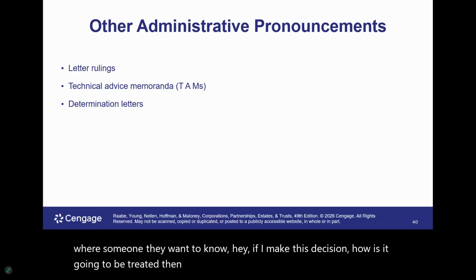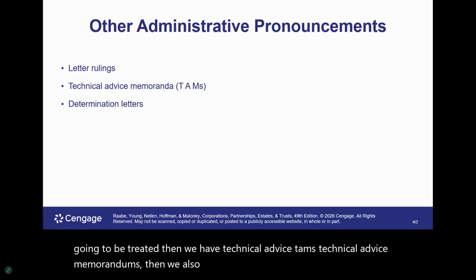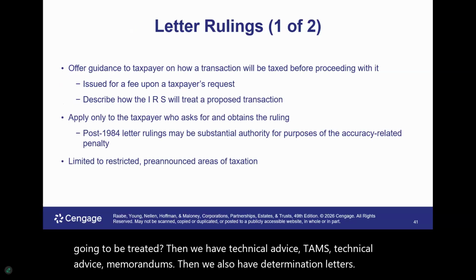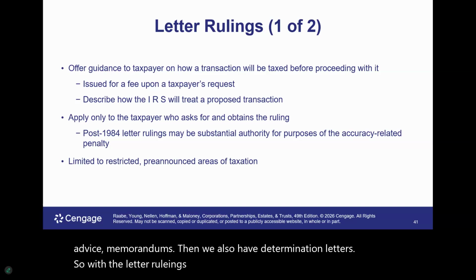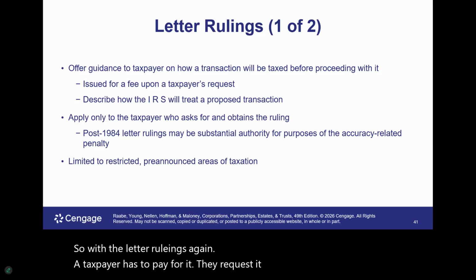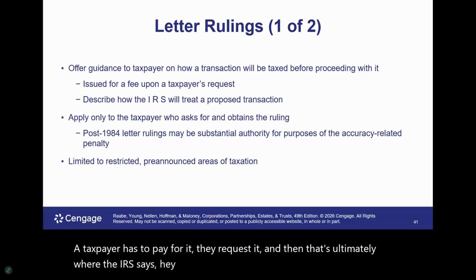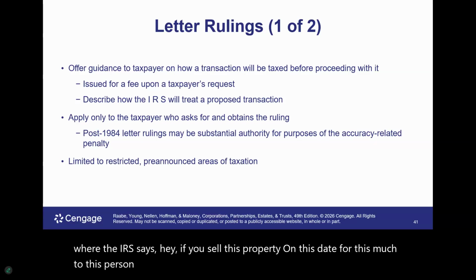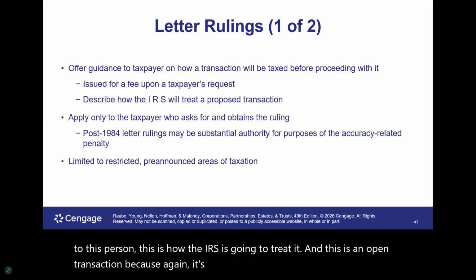Then we have technical advice memorandums, TAMs. Then we also have determination letters. So with the letter rulings, again, the taxpayer has to pay for it. They request it, and that's ultimately where the IRS says, hey, if you sell this property on this date for this much to this person, this is how the IRS is going to treat it. And this is an open transaction because, again, it's not closed. It has not yet happened.